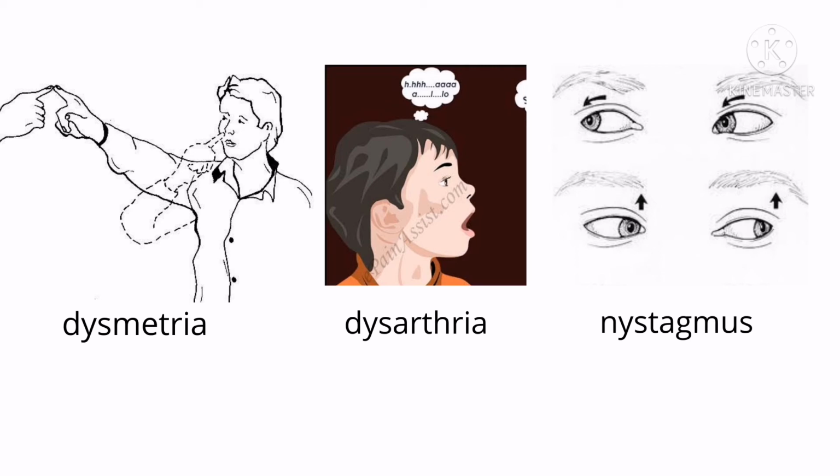Nystagmus is the rapid rhythmical movements of the eyes, and it could be a pendular nystagmus or a jerk nystagmus. A pendular nystagmus is when the rate of movements is the same in both directions, for example, right or left, up or down. And a jerk nystagmus is when the movement is rapid in one direction and slow in the other.